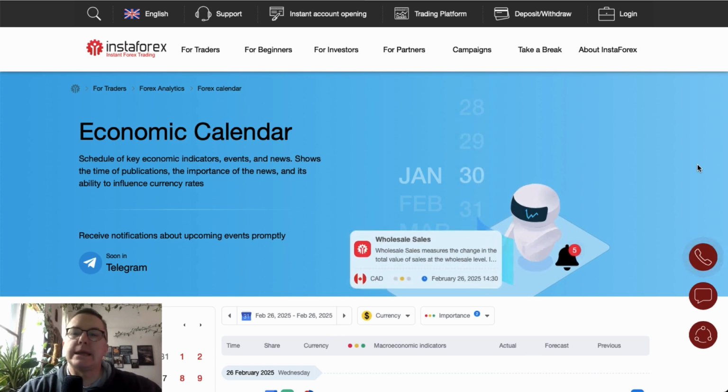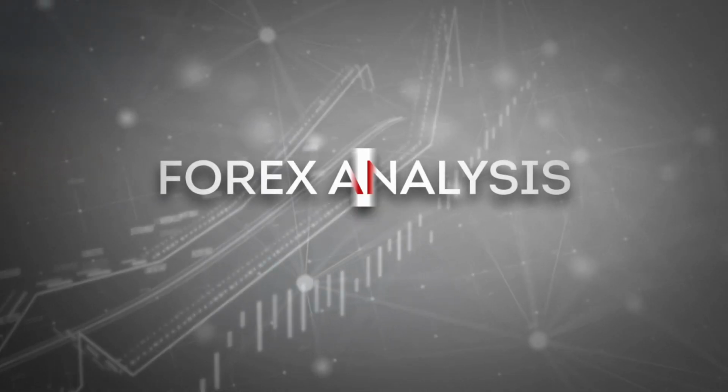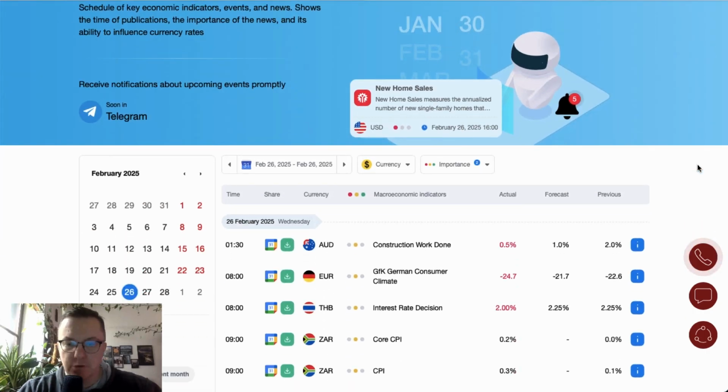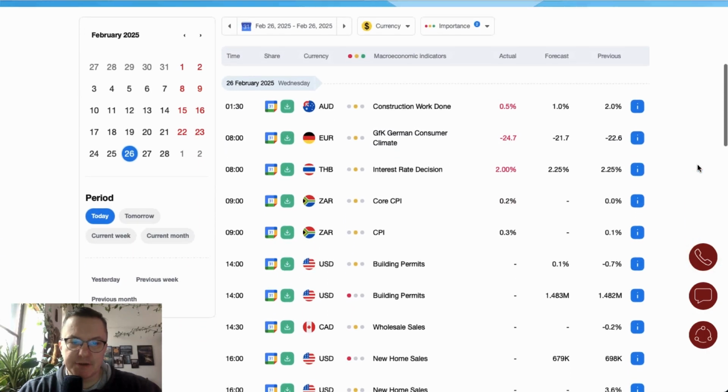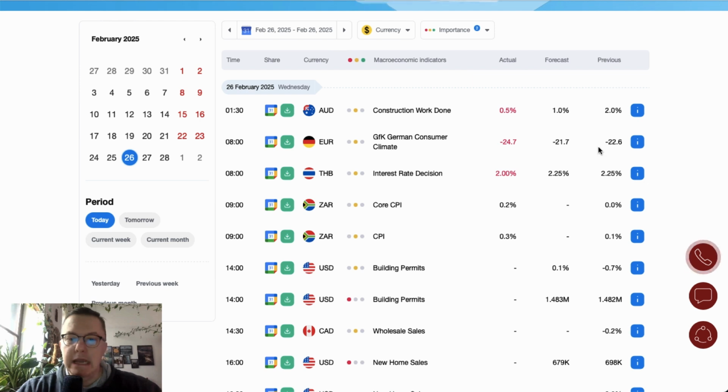Today is Wednesday, February 26, 2025. Let's take a look at the economic calendar for today. So what do we have here? Asian session data, very poor. Construction work done in Australia drops from 2% to 0.5%, which is way lower than the forecast of 1%.